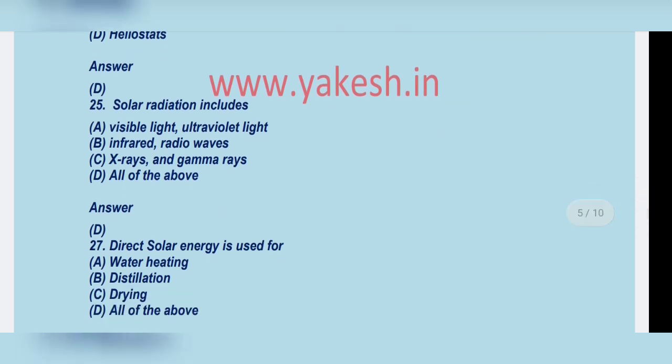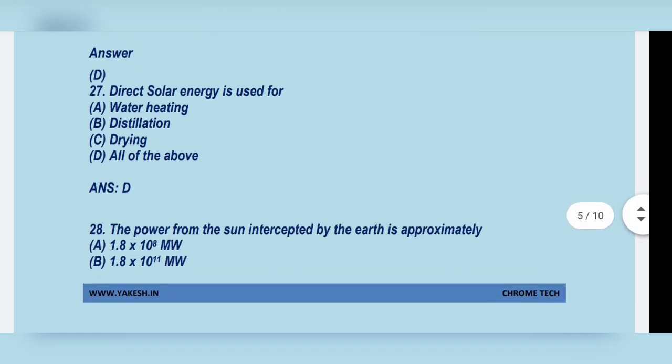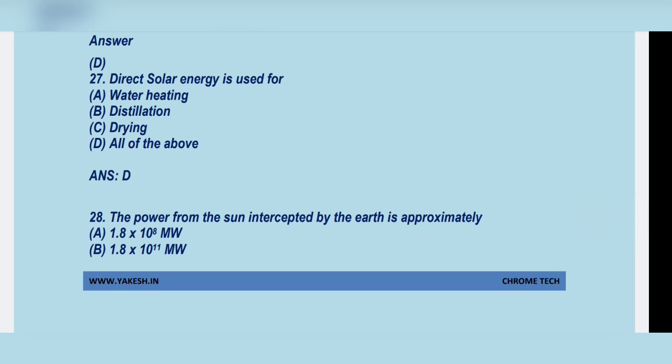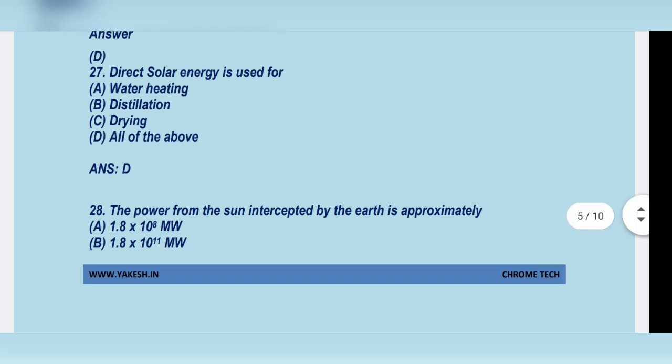Solar radiation includes all of the above: visible light, ultraviolet light, infrared, radio wave, X-ray and gamma rays. Option D is the correct answer. Direct solar energy is used for all of the above: water heating, distillation, drying. Option D.